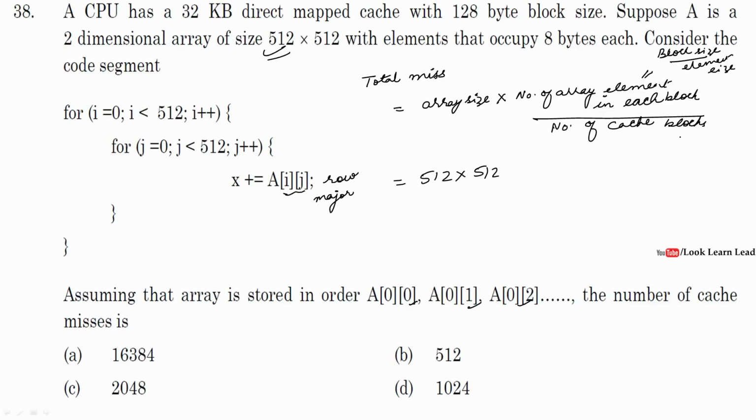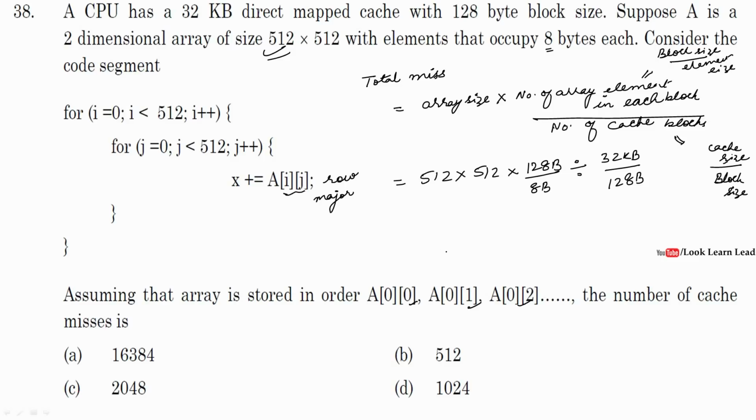And the number of cache blocks is equal to cache size upon block size. So we have to put all the values over here. What is the block size? It is given over here: 128 byte is the block size. What is the element size? Each element occupies 8 byte. Which is divided by the cache size. What is the cache size? It is 32 KB and the block size is 128B.